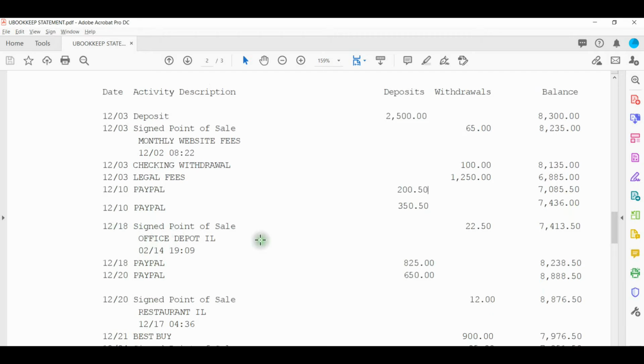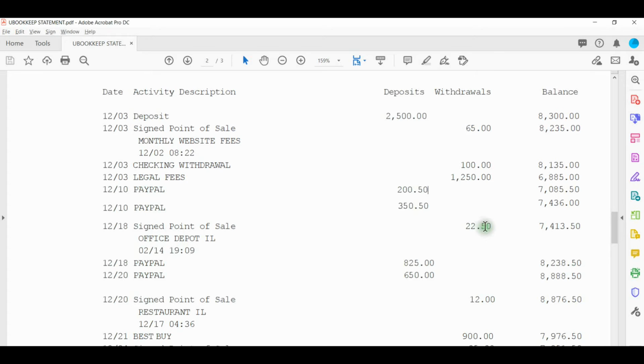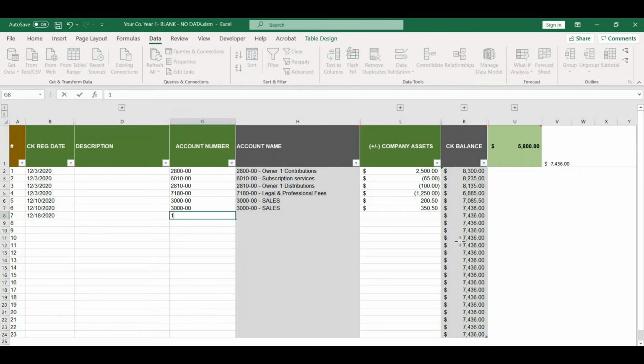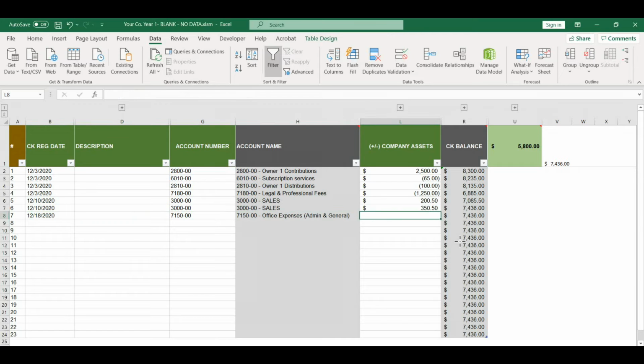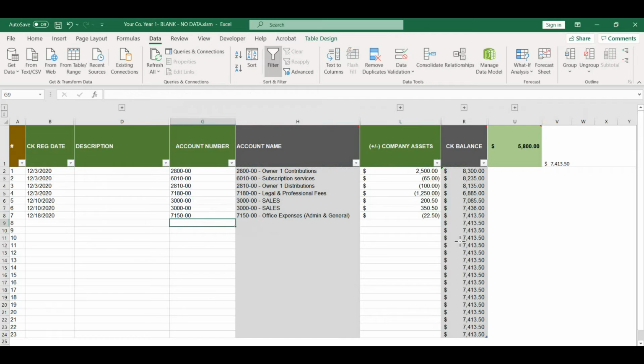Now on 12/18, I went to Office Depot. I had some supplies I bought, whether that's pens, pencils, paper for my business. My office account happens to be a 7150 account, office expenses, and that total again was negative $2,250.